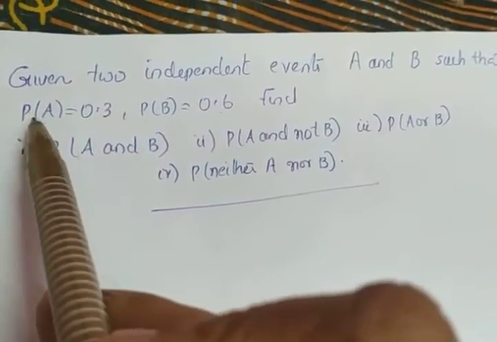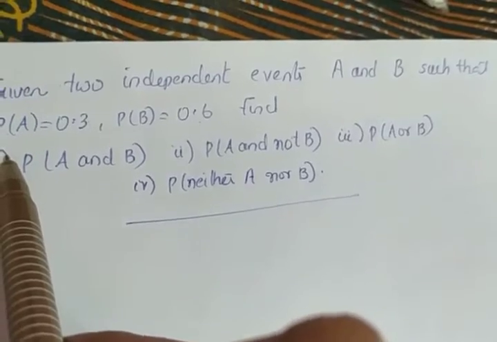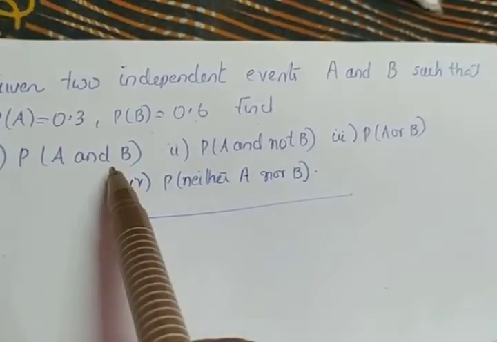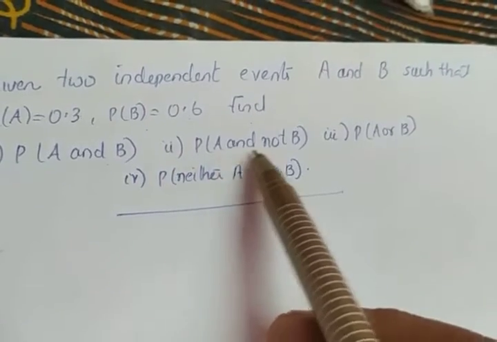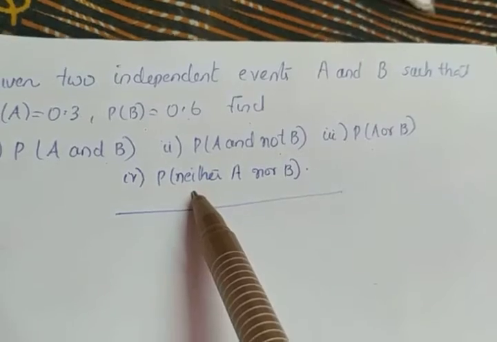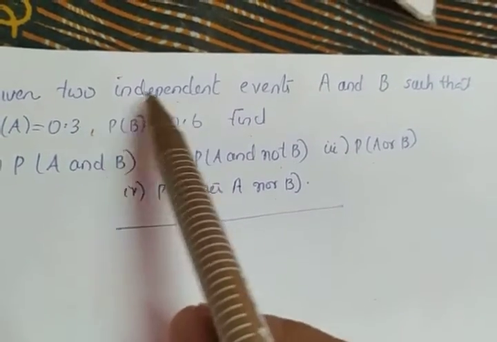The question is, given two independent events A and B such that P of A is equal to 0.3, P of B is equal to 0.6. Find first one P of A and B, second one P of A and not B, third one P of A or B, and fourth one P of neither A nor B.